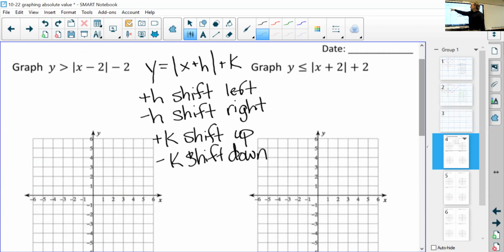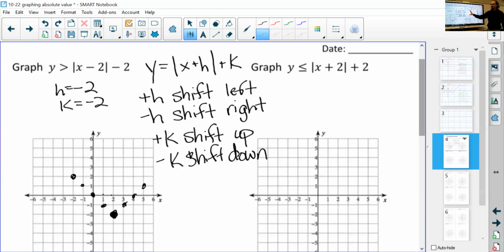So if I see y greater than absolute value of x minus 2 minus 2, h would be -2, and k is also -2. So if h is negative, it shifts to the right. So my vertex is going to move 2 to the right. And k is negative, so it's going to shift 2 units down. So this is going to end up being my vertex point. And then it's going to keep that same V shape. So I can plot my points in a basic V.